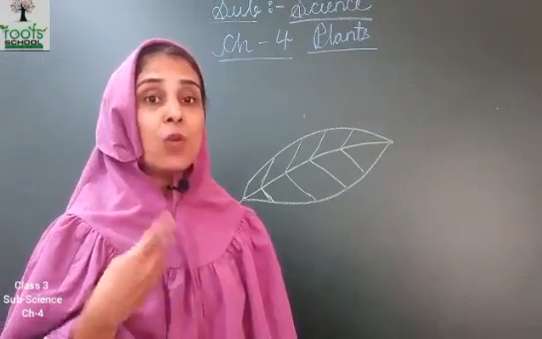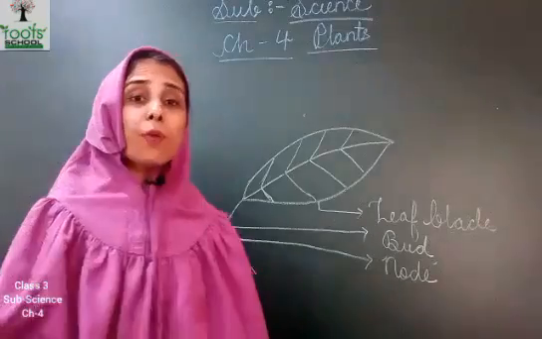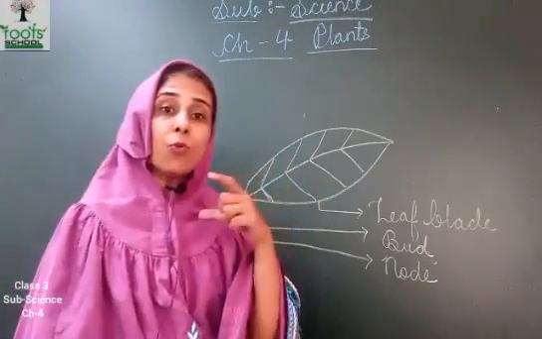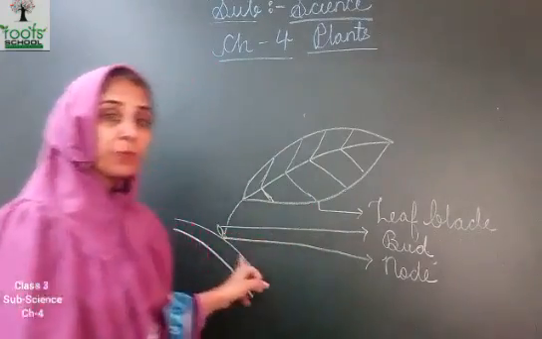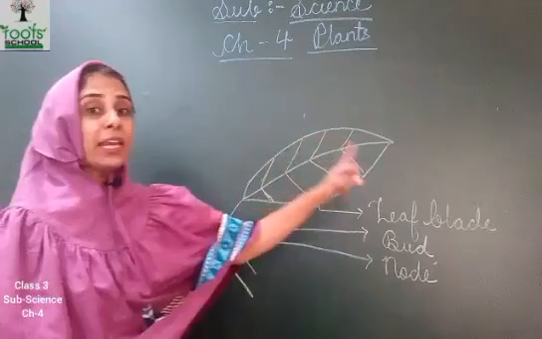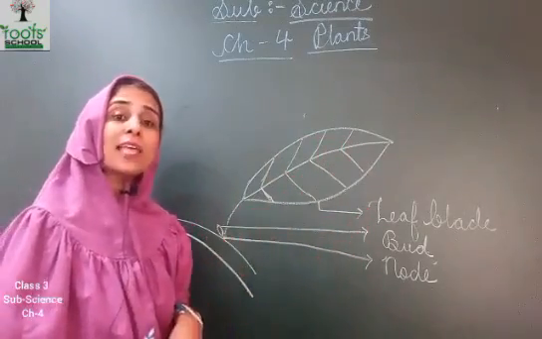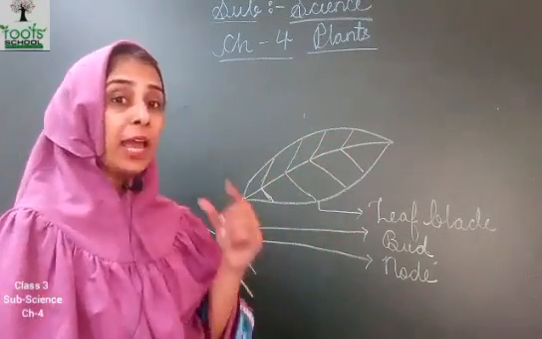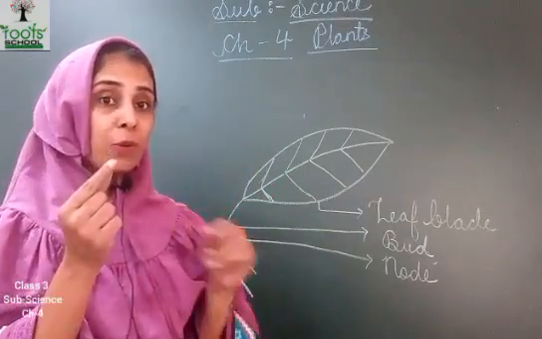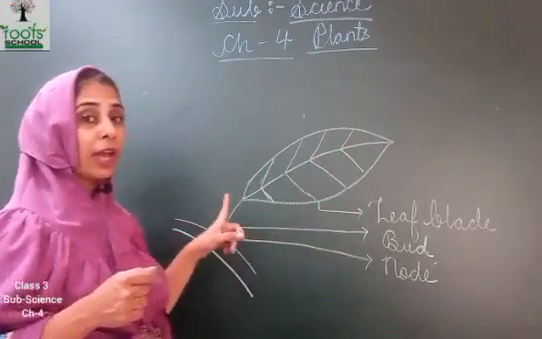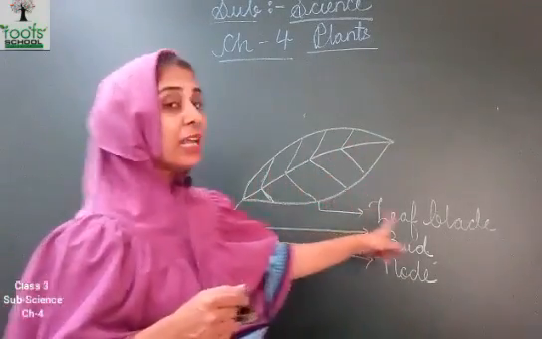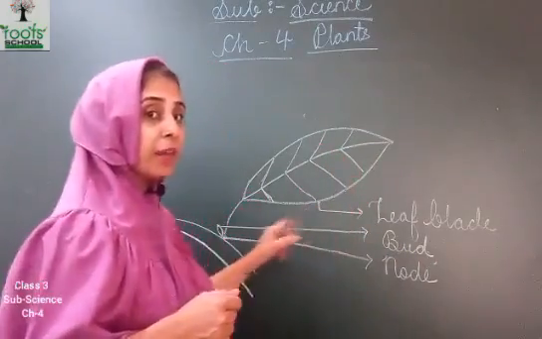Now I will explain what a simple leaf is. In a simple leaf, there is only one leaf on one stem. See, this is the stem, and only one leaf is coming out. That is called a simple leaf. Right, at the starting point of the stem, only one leaf is coming out. And you can see this is the leaf blade.